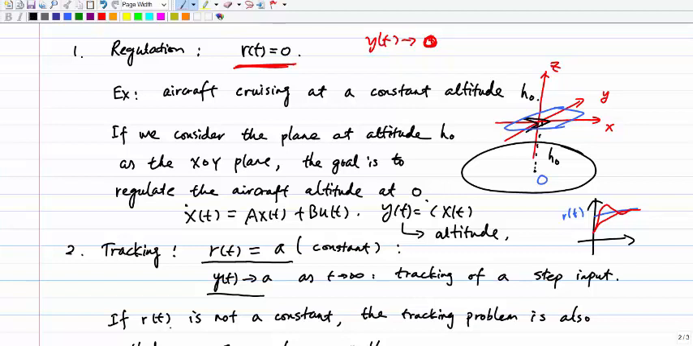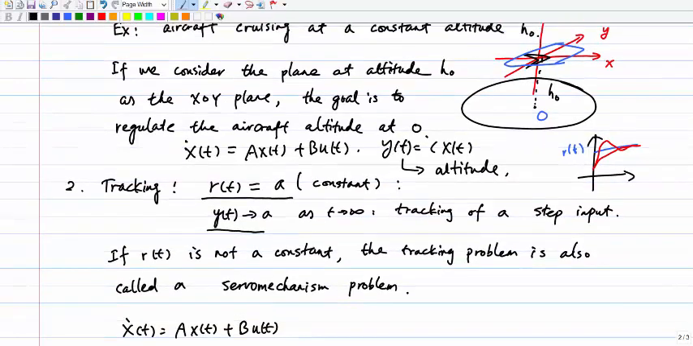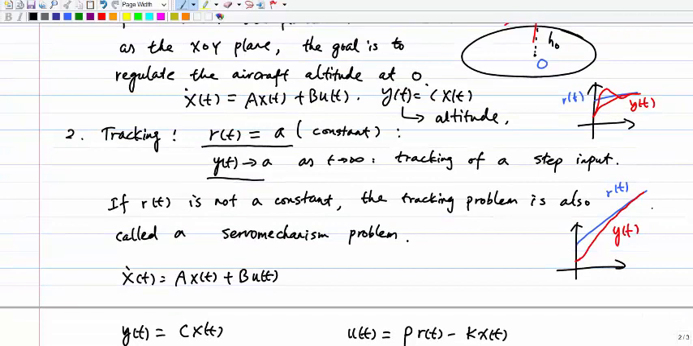What if this r(t) is not a constant? The tracking problem is also called a servo mechanism problem, which means you could have something like this. You could have a reference, for example a straight line. This is my r(t), and my goal is to track this one. This is my y(t). So this is called the tracking problem, also called a servo mechanism problem.